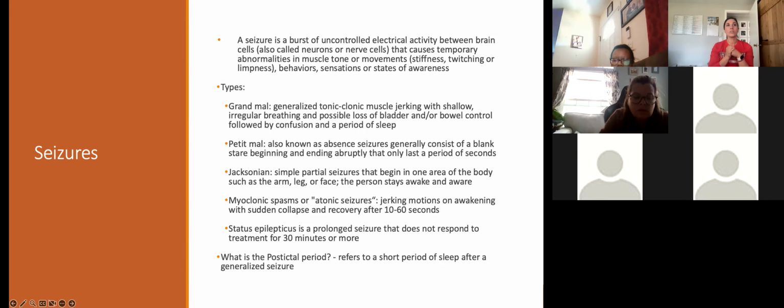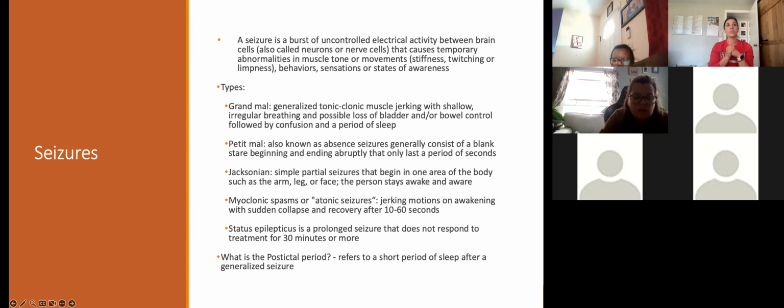A Jacksonian is going to be a partial seizure. So we're not going to lose that full consciousness. We're going to maintain our consciousness or only be slightly impaired. We typically see one area of the body having weakness. So we might see only one arm or a leg, or we might see one side of their face droop. That's going to be that Jacksonian seizure. But they're going to be awake and aware the entire time.